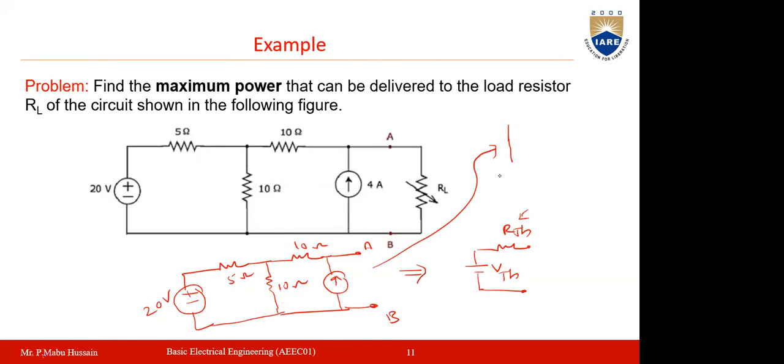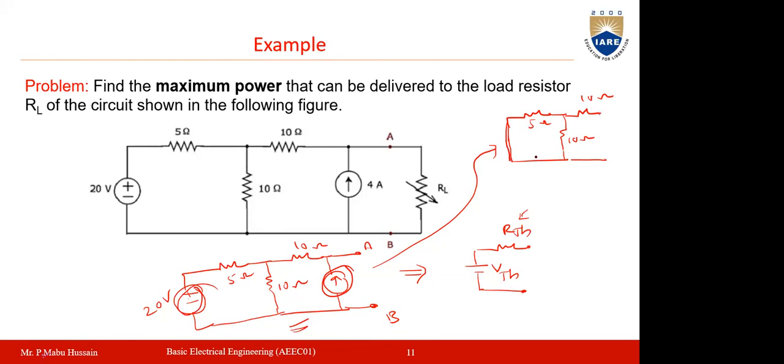Right. First, you need to determine this R Thevenin. You can determine it by short circuiting the voltage sources and open circuiting the current sources. Then this entire circuit can be written as only 5 ohms here, 10 ohms, and here 10 ohms will be there. So this current source will be open circuited, and this voltage source will be short circuited here. So here this is a short circuit.